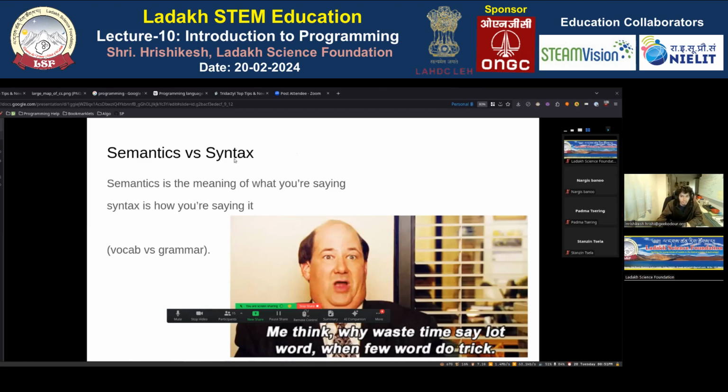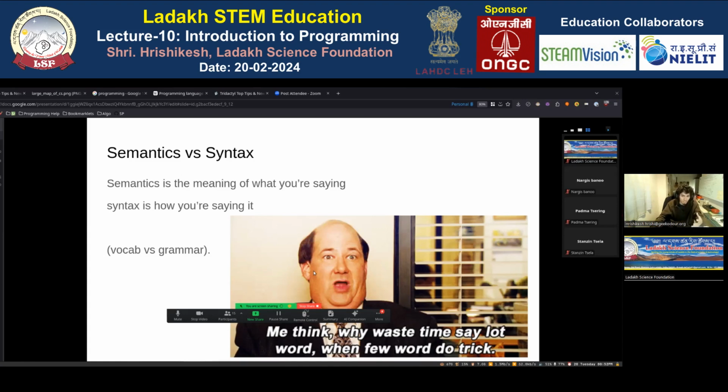So semantics and syntax. Semantics is the meaning of what you are saying. Syntax is how you are saying it. If you look at this picture, it says "me think why waste time say lot word when few word do trick." You can immediately realize this person is not writing English properly. They are just writing broken English. But you are able to understand what he's telling, even though that person is not saying the whole thing. This defines the difference between syntax and semantics.